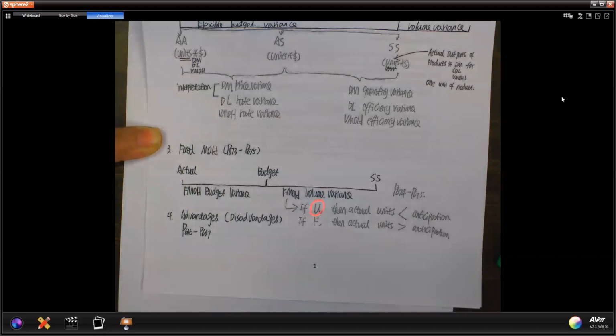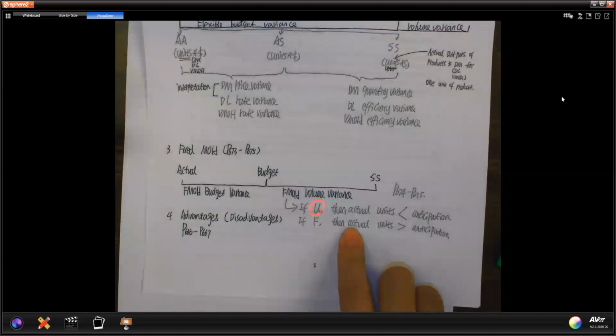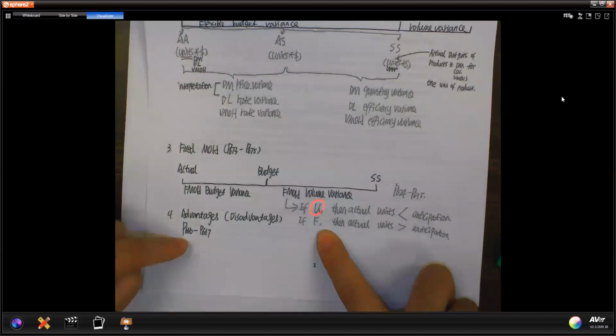If it's favorable, that means you thought you would produce 300,000 units, but you produced 500,000 units. So you have more volume than your budget, so you have a favorable variance. And make sure you read the advantages and disadvantages of using standard costing from your textbook.